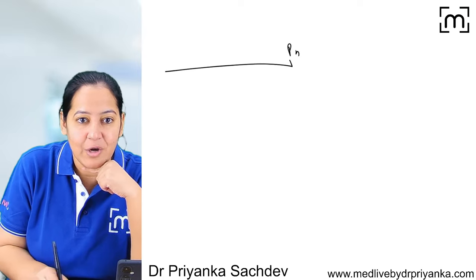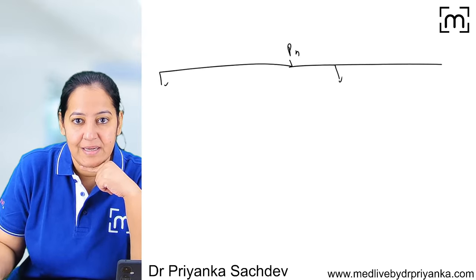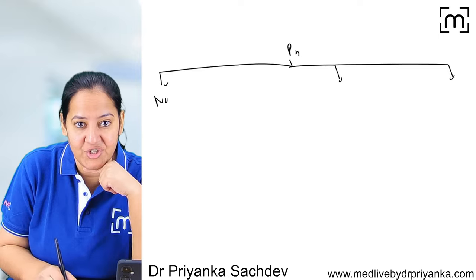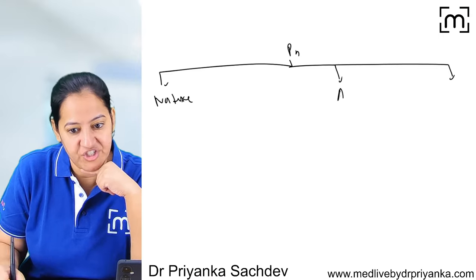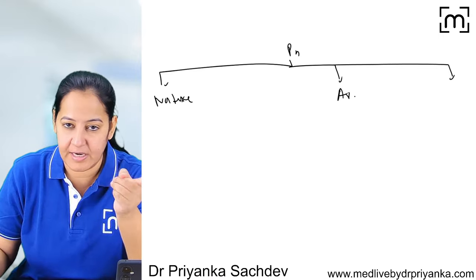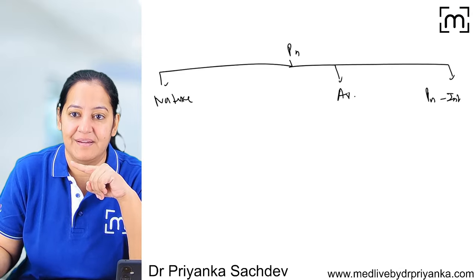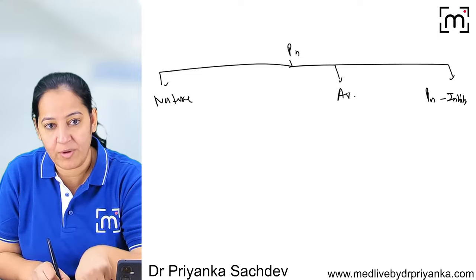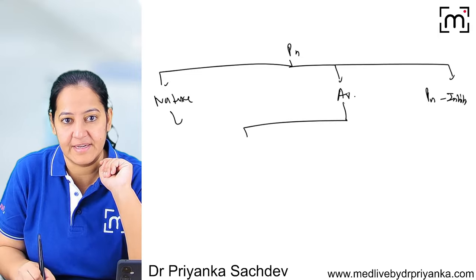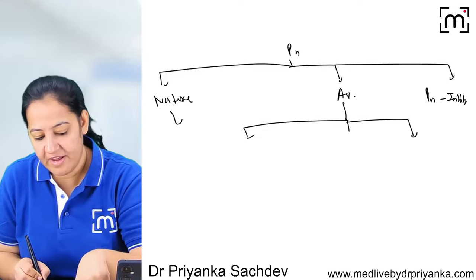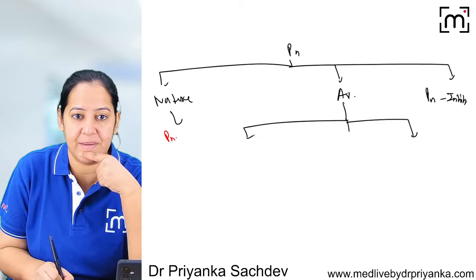All the penicillins, now divide them in three categories. The first category, natural. The second, artificial or semi-synthetic. And the third category, these are not penicillins, but these are penicillinase enzyme inhibitors. Here we have only one. Here we have three categories again. Here we have only one. The name of that penicillin is penicillin G.